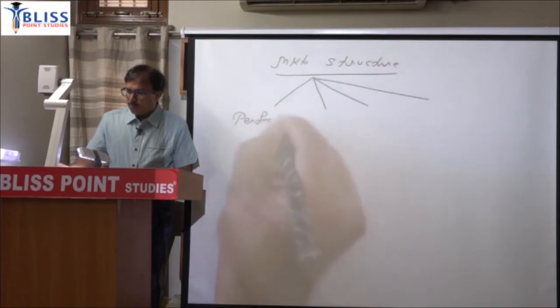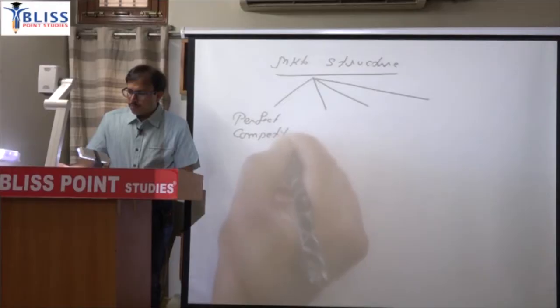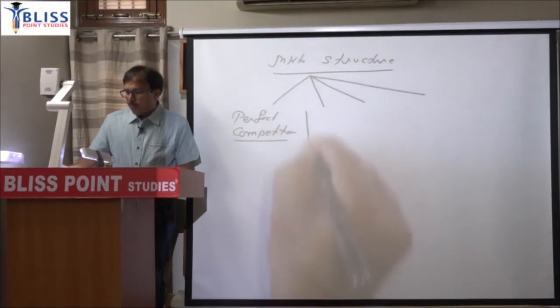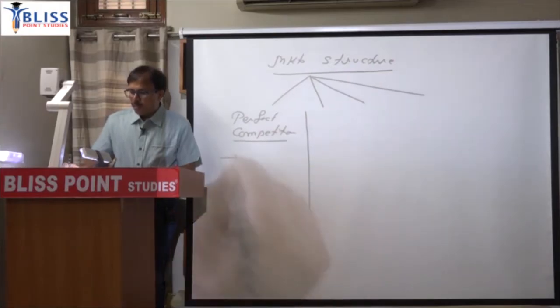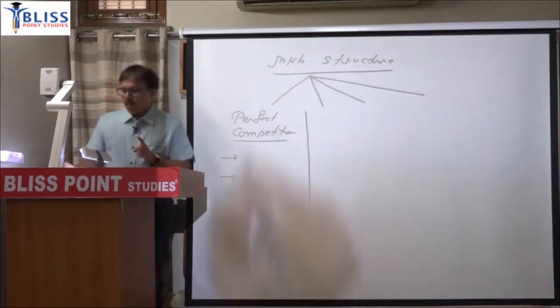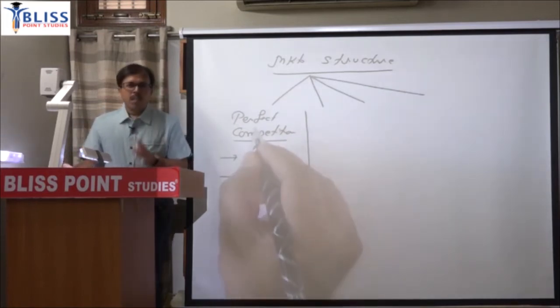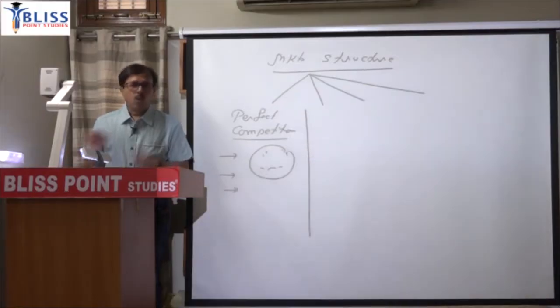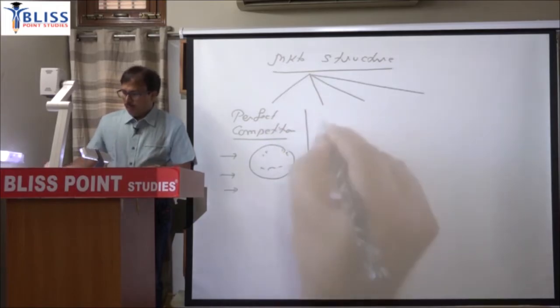One, perfect competition. So perfect competition market will have certain features. I will be explaining those features. But one keyword, in a perfectly competitive market, there are many firms, and many firms are producing identical products. So in the market there are many firms, but all firms are producing same product, identical in all respect.